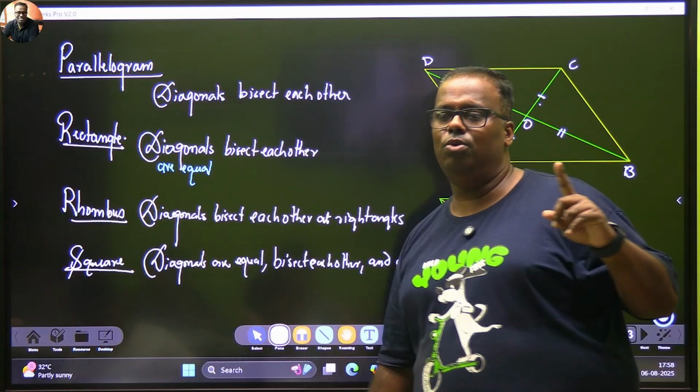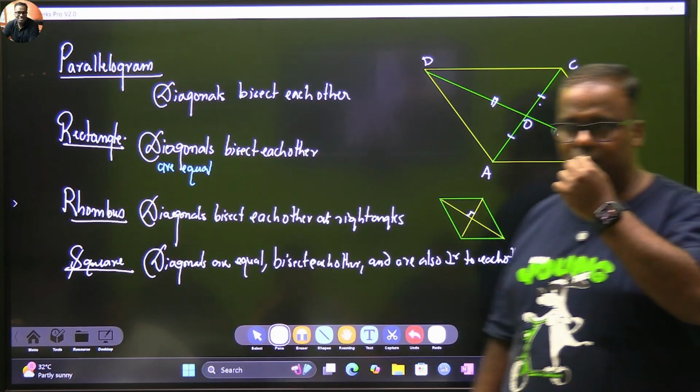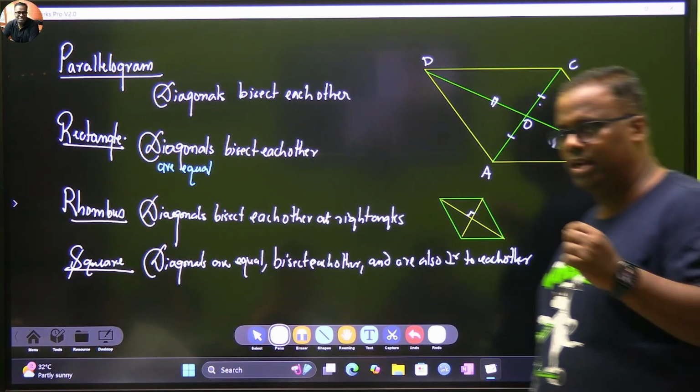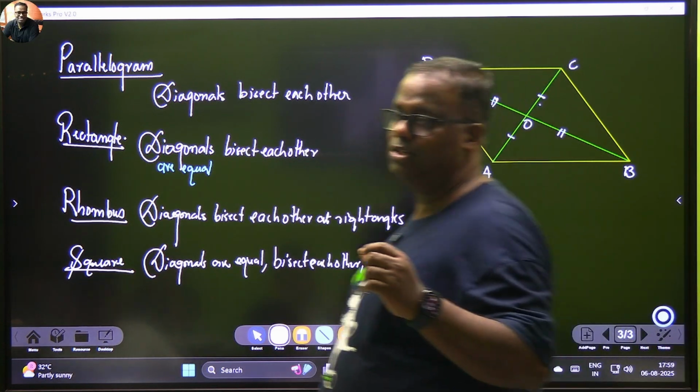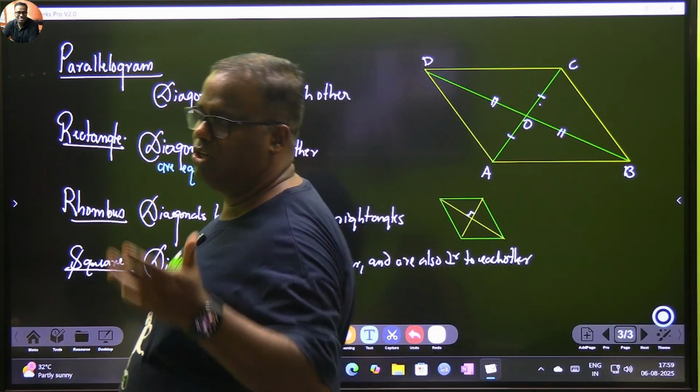Equal you will find only in the case of rectangle and square. 90 degrees you will find only in the case of square and rhombus. Bisection you will find in the case of all.